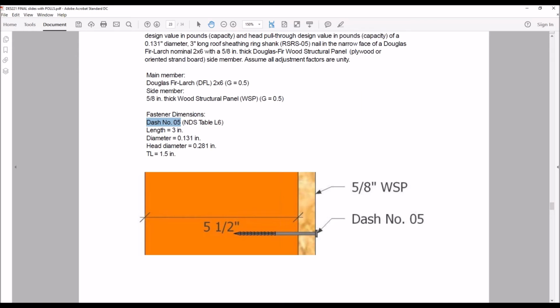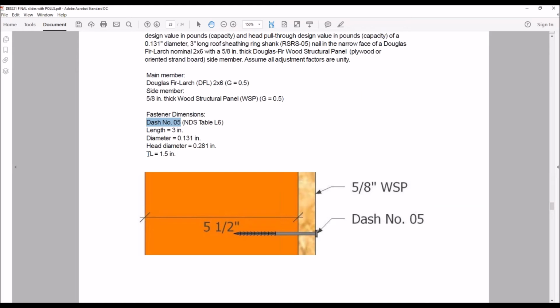It's a little different than the 8-penny, 10-penny that we may be used to, but this is a new product, so that's all right. The fastener dimensions you can find in Appendix L for these roof sheathing ring shank nails. That's in table L6. The total length of this nail is 3 inches long. The diameter is 0.131 inches, and the head diameter is 0.281 inches.